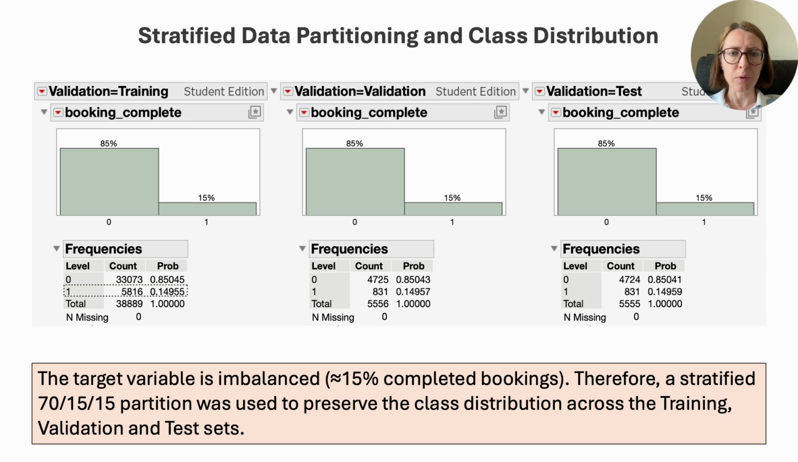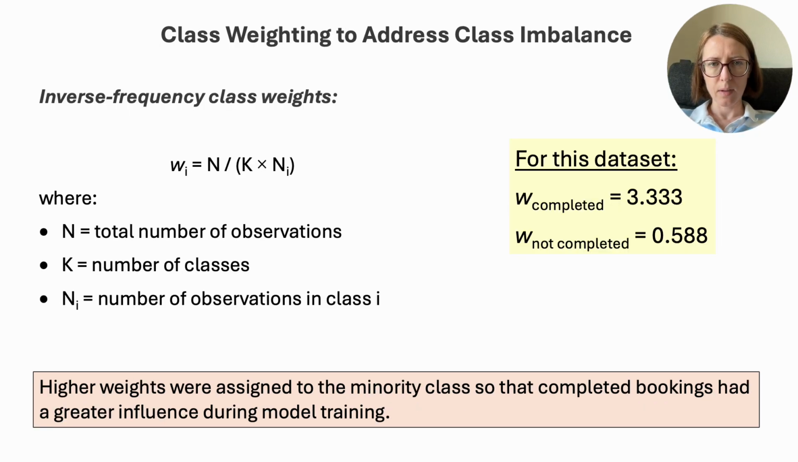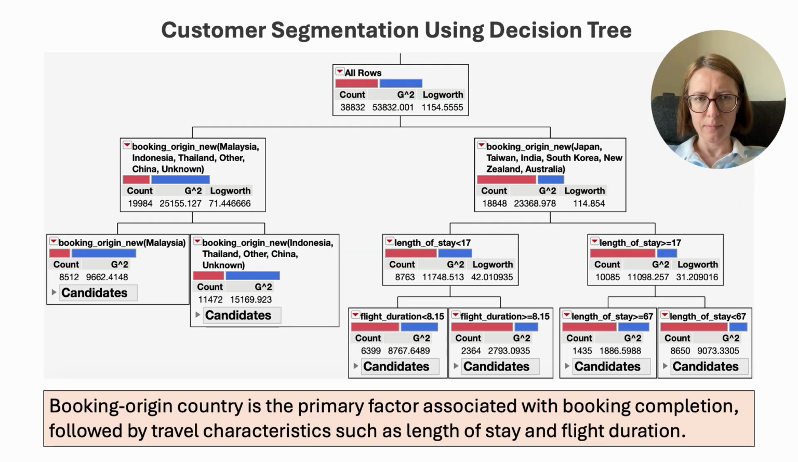The next step was to reduce the effect of this imbalance during model training by assigning class weights. Because completed bookings are much less common, each completed booking was given more importance during training. This formula simply gives a larger weight to the smaller class and a smaller weight to the larger class. So the model does not mostly learn from incomplete bookings.